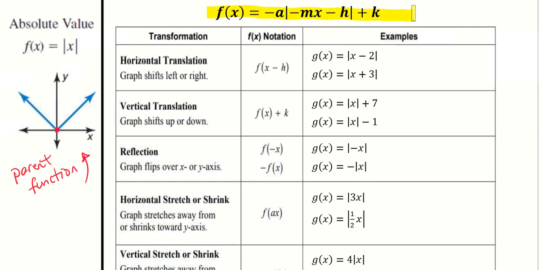Here, we see all the different changes that could happen to our parent function. So what do all of those mean? Here we see that if we have an h value, that's going to change the direction the graph moves, either left or right. Surprisingly though, it's not how you would think. When we see a -2, that actually tells us that our graph is going to shift to the right 2 places. If we were to see +3, then it would move to the left 3 places.